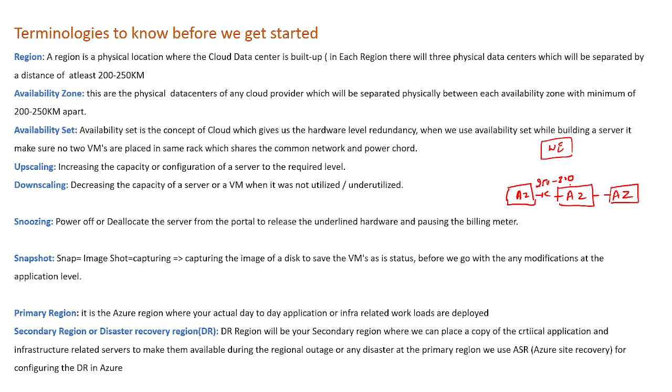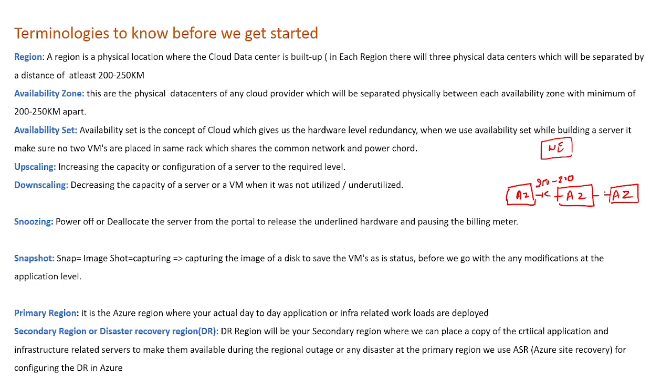If a cyclone comes, it will not go more than 800 kilometers, because AZ1 to AZ2 is 250 to 300 kilometers. From AZ1 to AZ3, if you see, there is about 600 to 700 kilometers, correct? So that kind of difference will be there, so that I will be safeguarded from natural calamities.